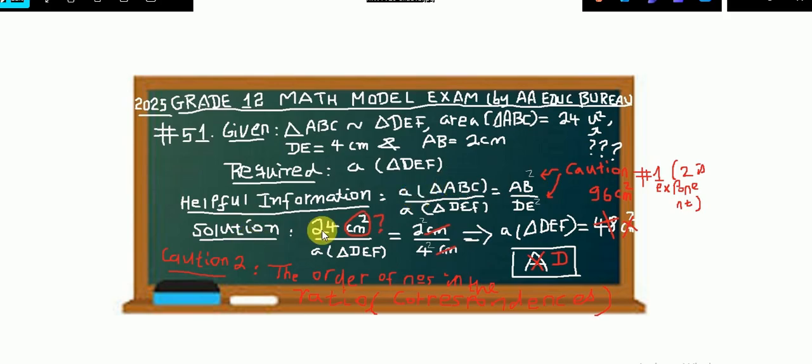Okay, in our case, let us insert the given quantities into this proportionality equation. Area of triangle ABC is given to be 24 square units. Area of triangle DEF is required, we do not know it. AB is 2 cm, we square it, and DE is 4 cm, again we square it. So we have 4 over 16 is equal to 24 over area of DEF. From this we get area of triangle DEF is equal to 96 centimeters square.